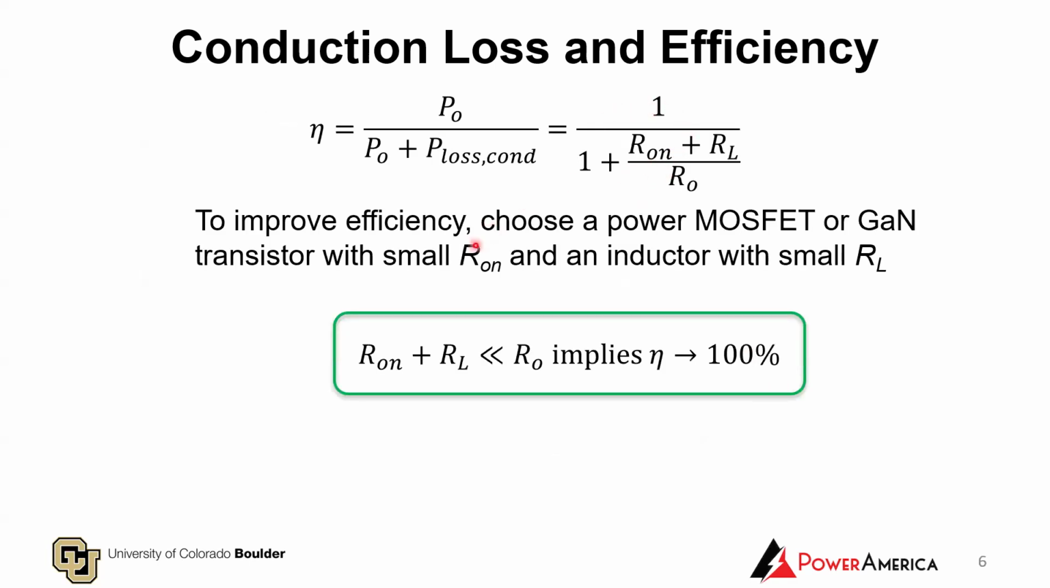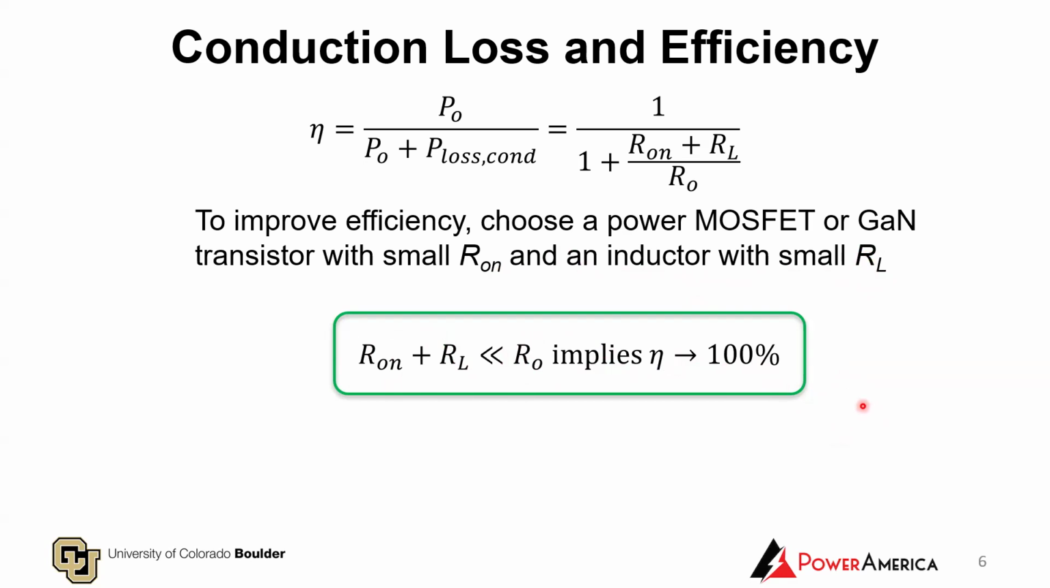To improve efficiency, we want to choose a power MOSFET or a GaN transistor with small on resistance and an inductor with small series winding resistance. Because if these components' resistances are much smaller than R0, that implies that the efficiency can approach 100%. And we will see a little bit later on some practical examples of how close to 100% we can get.